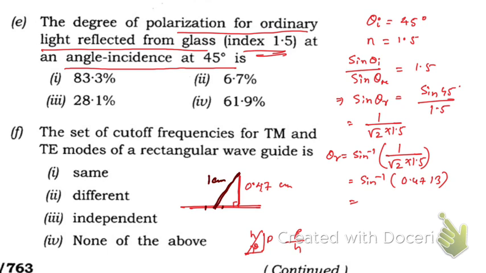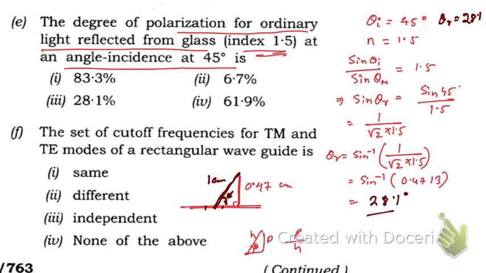Right. So then the angle formed here, you can measure the angle using the protractor, right? And that's going to be approximately 28.1. Okay, that's going to be approximately equal to 28.1. So now you see what we have. Now we have theta r as well, that is 28.1.